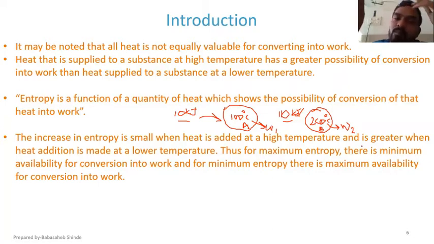Sir, please repeat once. There are two bodies. One body is at 100 degrees Celsius and another one is at 200 degrees Celsius. I am adding same amount of heat to both the bodies. And after adding that same amount of heat to those two bodies, I am taking some amount of work output from those two bodies. So I want to compare the work output from those two bodies. So the body at 200 degrees Celsius will have more work output, right?